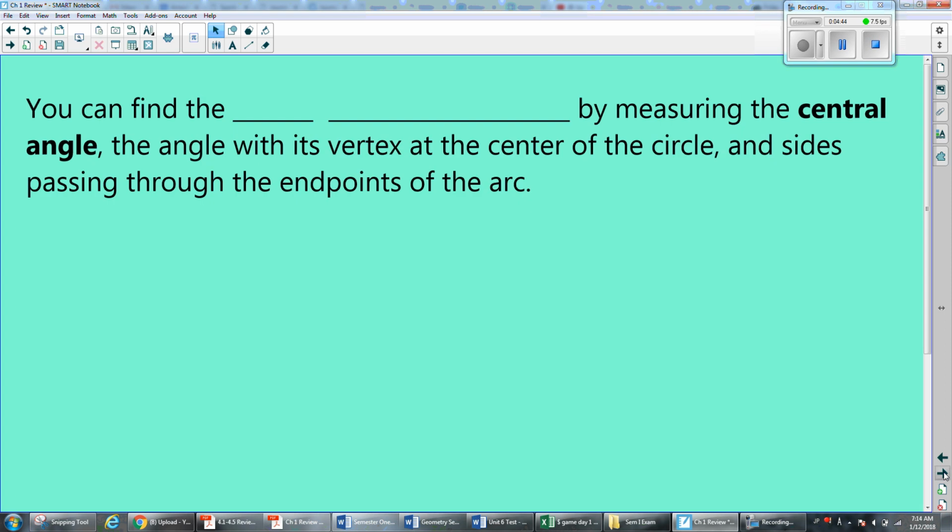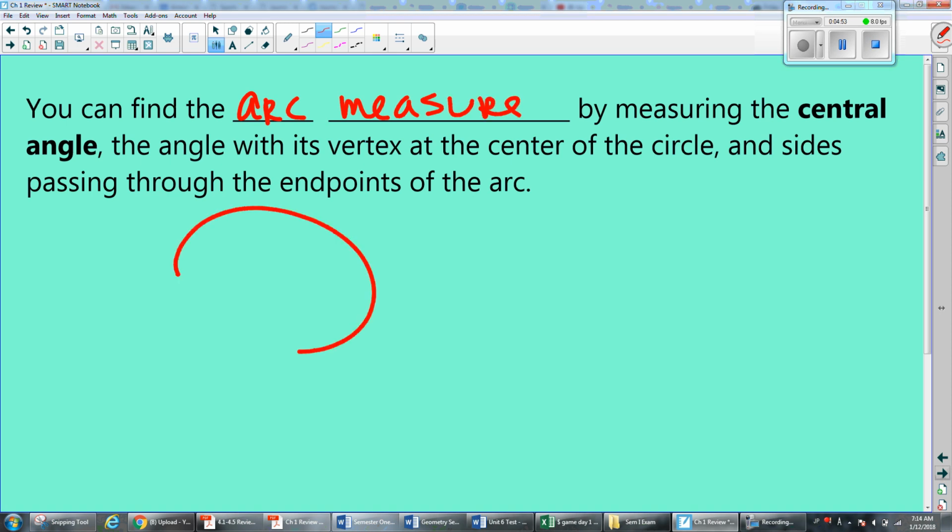So you can find the arc measure by measuring the central angle. So if this is my circle, it's a good looking circle. This central angle is an angle with the vertex at the center and sides pass through the endpoints of the arc. So if I wanted to find this arc measure here, if it was 30 degrees, my central angle would also be 30 degrees.